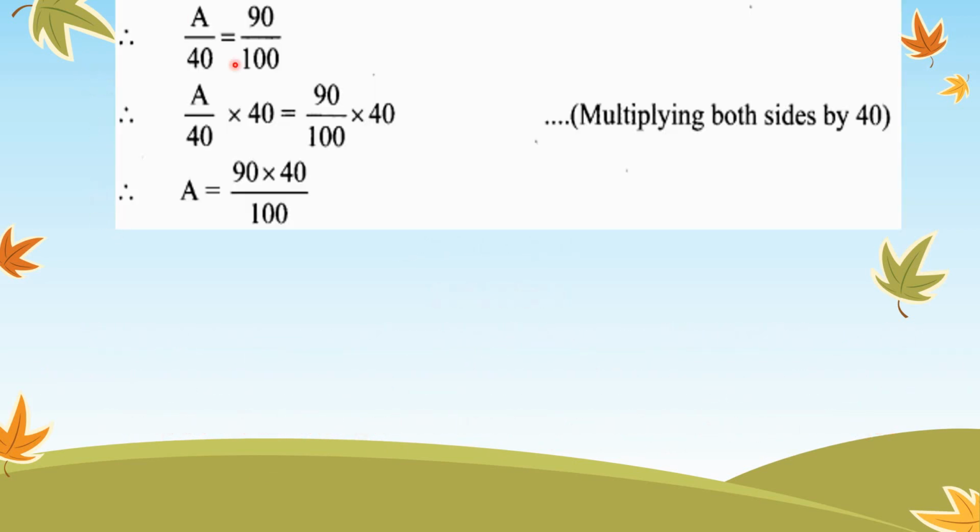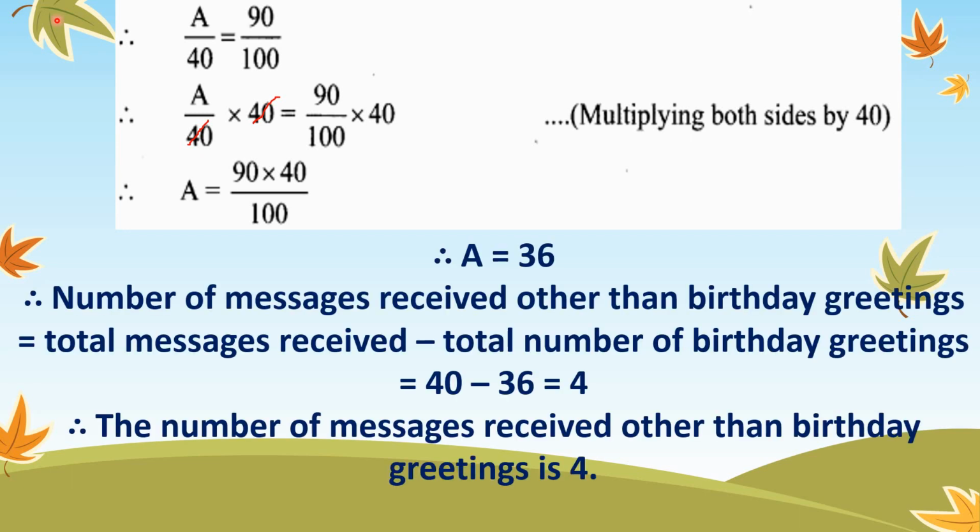So A upon 40 is equal to 90 upon 100. Here we will multiply both sides by 40. So A upon 40 multiplied by 40 is equal to 90 upon 100 multiplied by 40. Here this 40 and this 40 will get cancelled. So A is equal to 90 multiplied by 40 upon 100. When we solve this, we will get A is equal to 36.